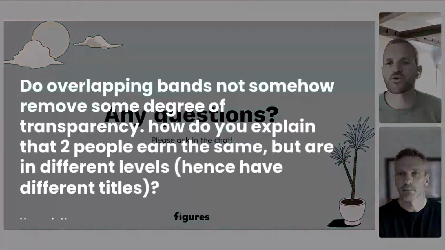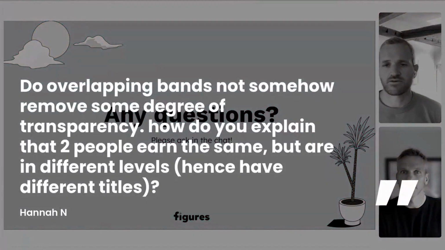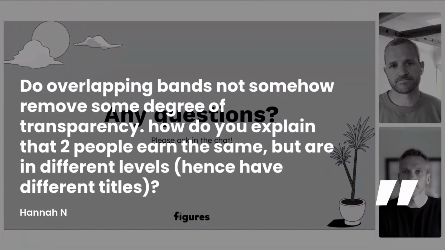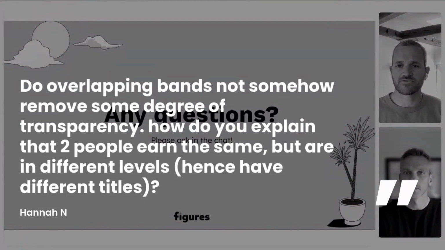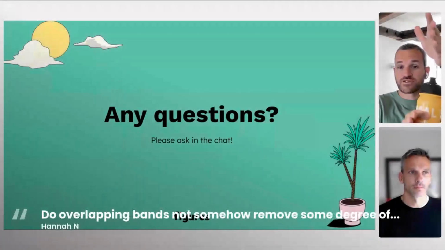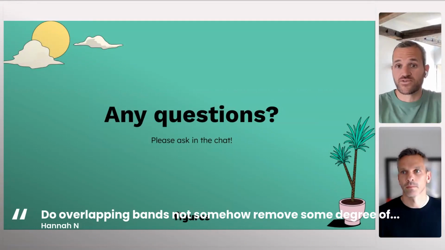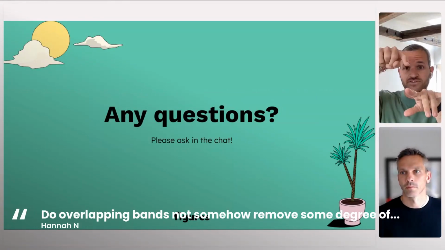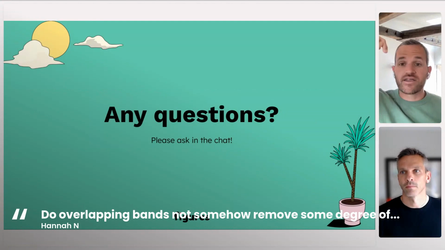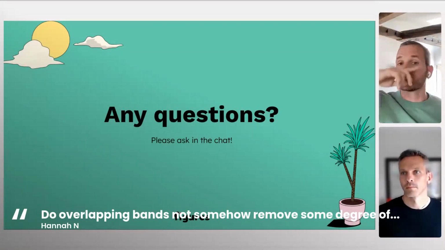Last question before we wrap this up and go have lunch. The question from Hannah is about overlapping bands, right? How do you explain that people could have earned the same but are two levels apart? It's a case where, with overlapping bands, you can have someone at the high end of the intermediate scale earning the same as someone at the senior level, right?